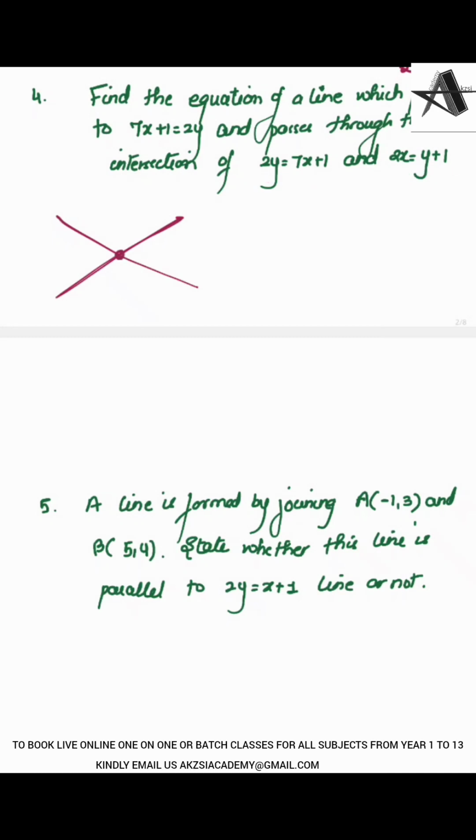The point we will get by intersection of this is this. We have to find the equation of line, and suppose this line is this. So we have to find the equation of line which is parallel to this one and passes through the intersection of this one, that is this point. So this line we are calculating basically. So first we need to calculate the intersection point of this line and this line.